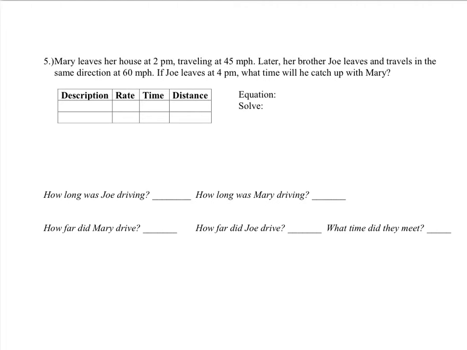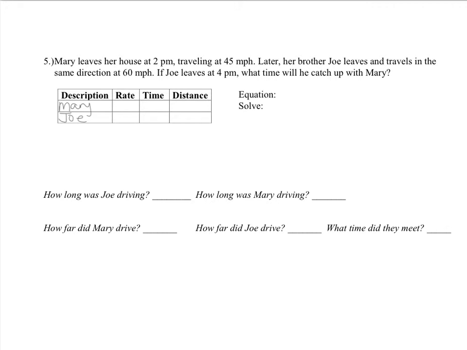But this one says, Mary leaves her house at 2 p.m., traveling at 45 miles per hour. Later, her brother Joe leaves and travels in the same direction at 60 miles per hour. If Joe leaves at 4 p.m., what time will he catch up with Mary? For my description, I'm just going to write in Mary and Joe. That's all we're going to put here. And then we're going to fill in what we know about these guys.